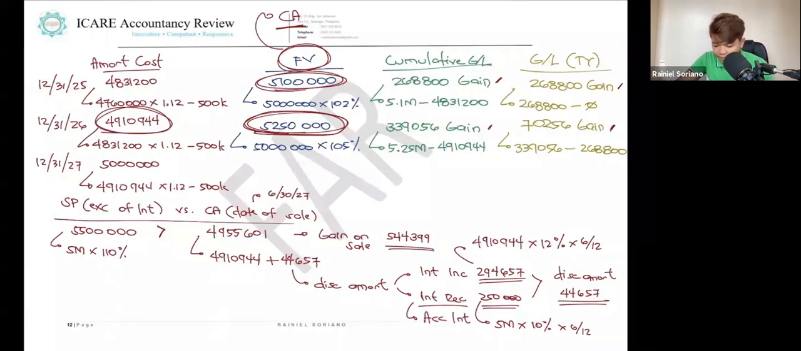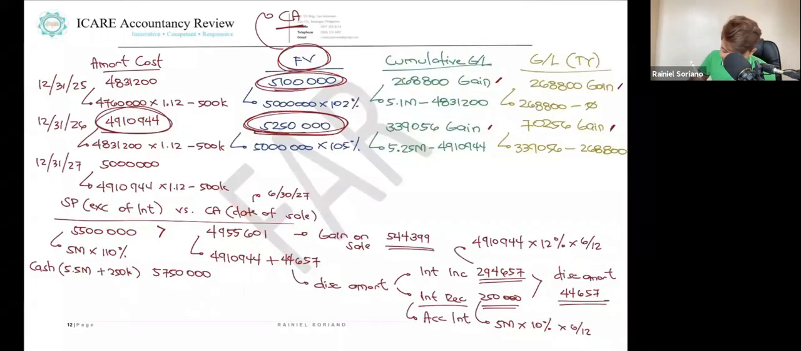Okay? So, yung journal entry natin, para mas maintindihan. With debit cash, equal to magkano? Debit cash equal to 5.5 million, yun yung selling price, plus may accrued interest. Sabi dito, flat plus accrued interest. So, plus yung 250,000 na accrued interest. So, debit cash equal to 5,750,000.